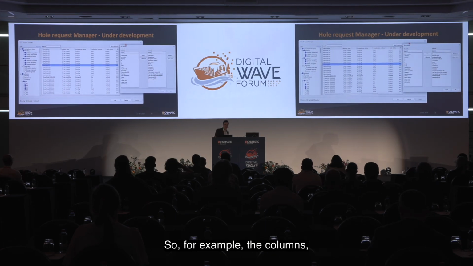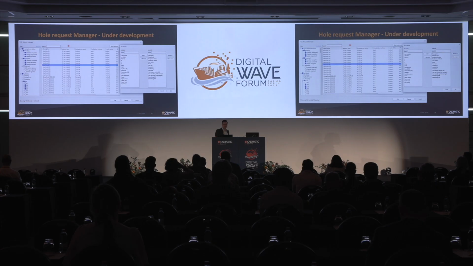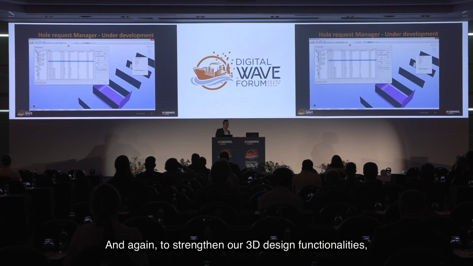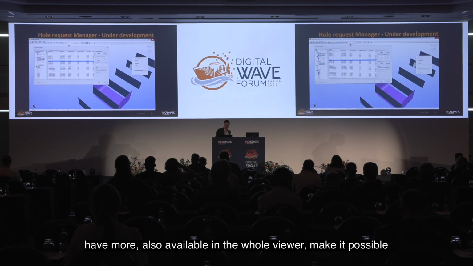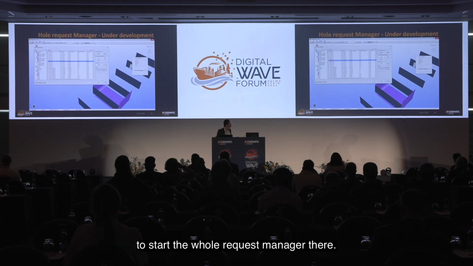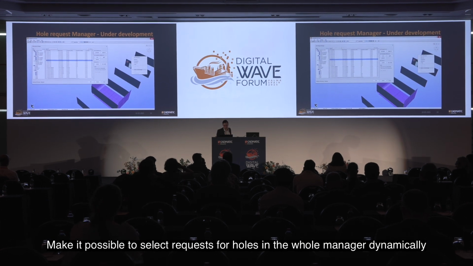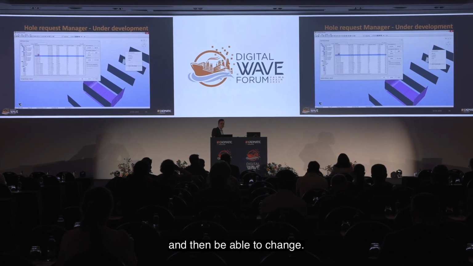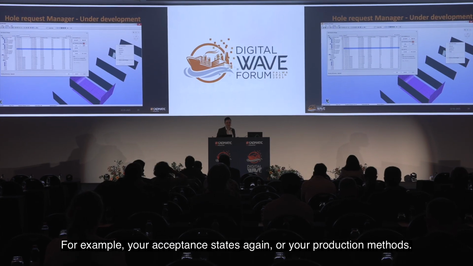So for example, the columns. What kind of information do you want to see? What is important for you? And again, to strengthen our 3D design functionalities, have more also available in the Hull viewer. Make it possible to start the Hull Request Manager there. Make it possible to select requests for hulls in the Hull Manager dynamically. And then be able to change, for example, your acceptance states again, or your production methods.